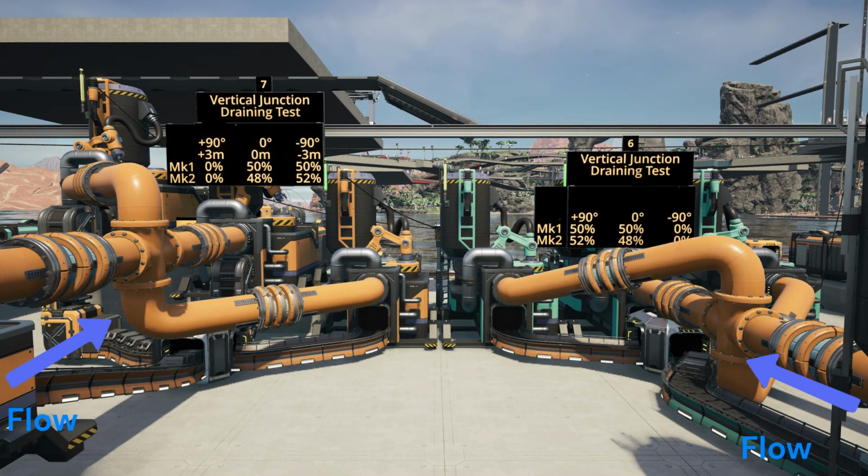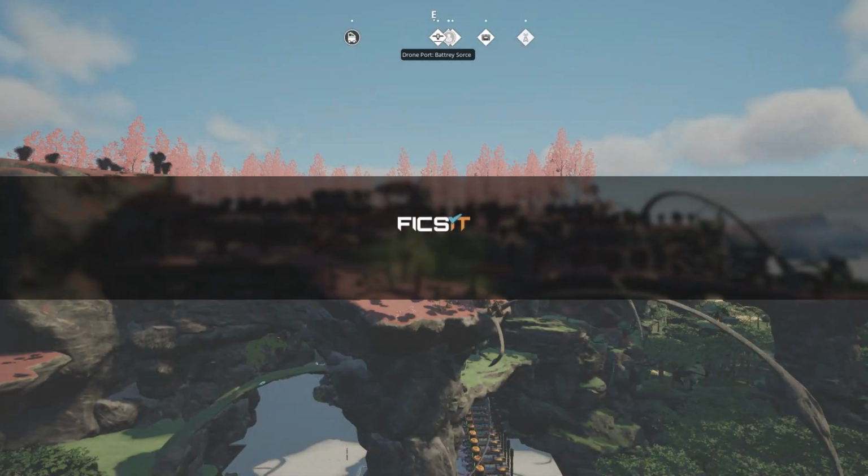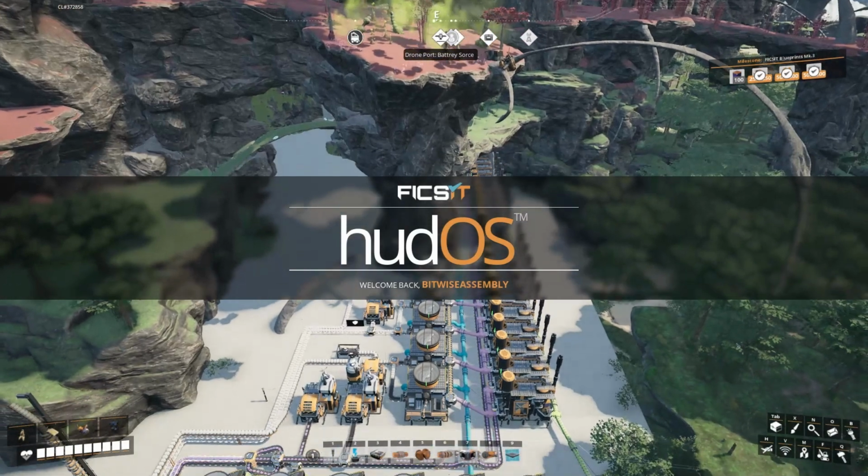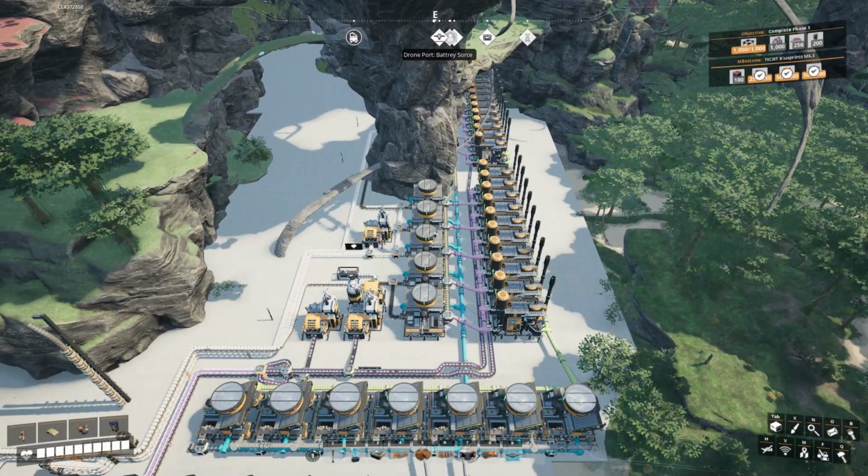To demonstrate some liquid recycling methods, we're jumping to the co-op world I share with my son. We are starting at our quartz purification and distilled silica plant.